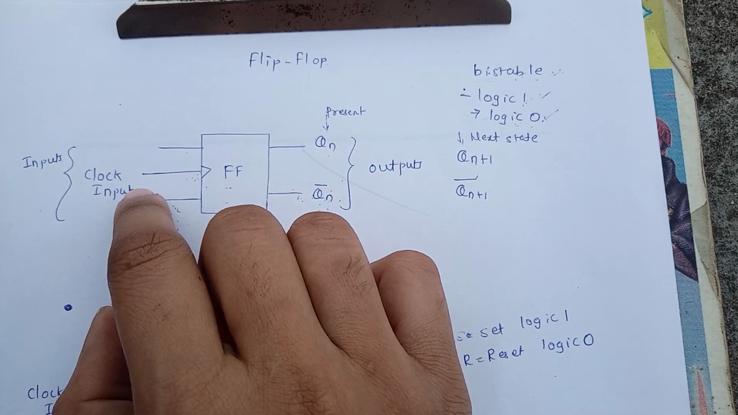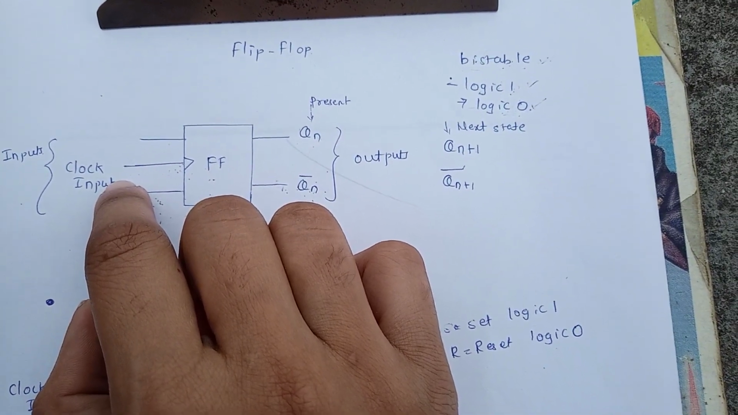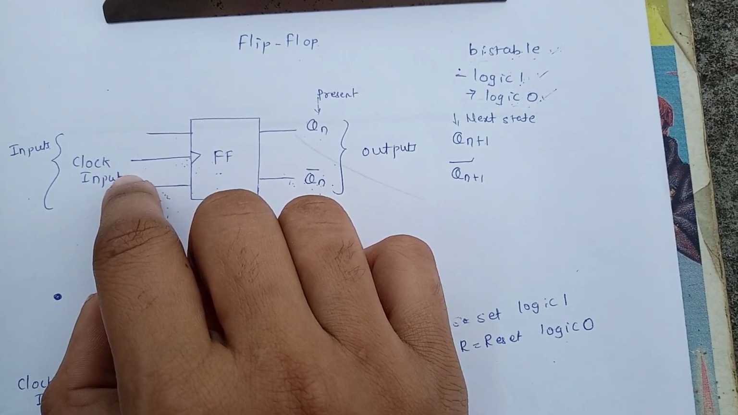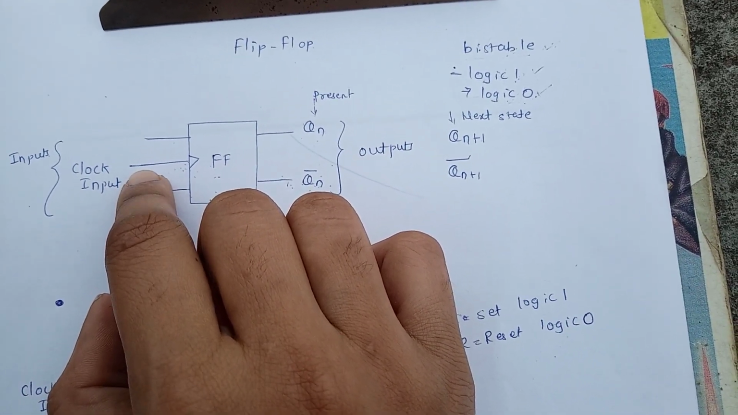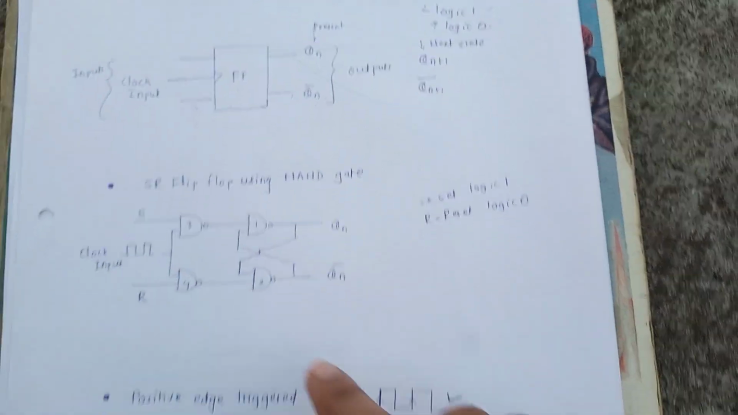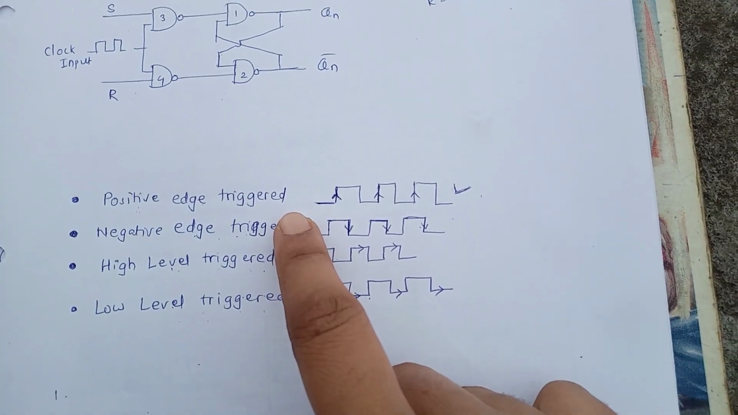Depending on the clock signal conditions, flip-flops are triggered in four ways. Clock signal is nothing but a square wave. Now, depending on clock signal condition, there are four triggering methods. First is positive edge triggered.